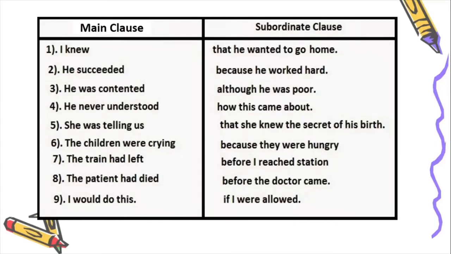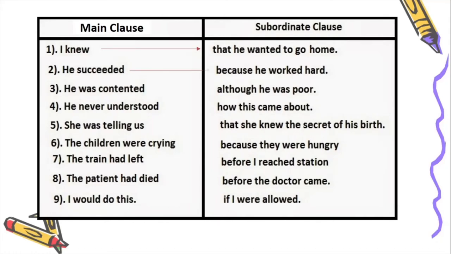Look at some example sentences where the main clause and the subordinate clause have been segregated. I knew that he wanted to go home. I knew is the main clause. Why? You find out now. You apply the concept of subject and verb to it and see which is the subject, which is the verb.